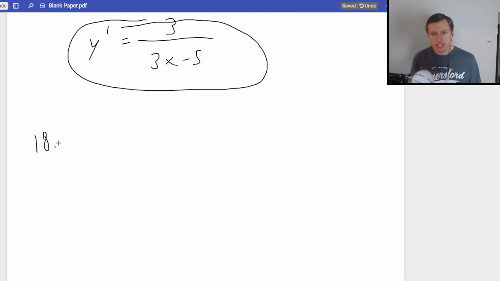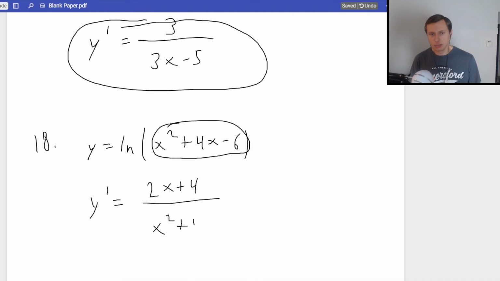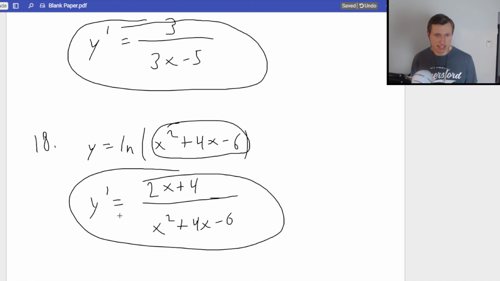For number 18, we have y equals the natural log of quantity x squared plus 4x minus 6. Again, y prime is, so I take the derivative of x squared plus 4x minus 6. That derivative would be 2x plus 4 in the numerator. In the denominator, the original x squared plus 4x minus 6. Easy. Hopefully you're starting to get the hang of this.